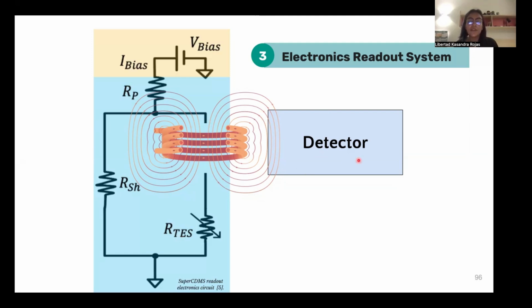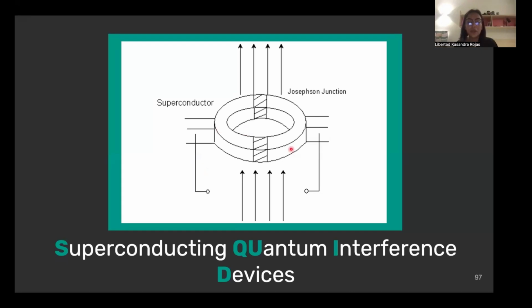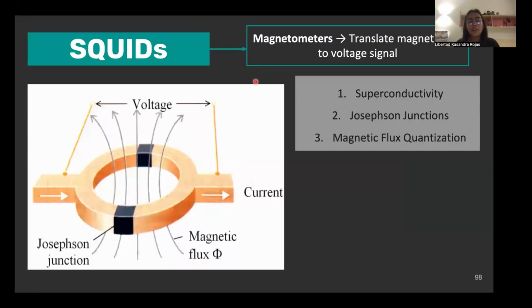So we need a very, very precise detector that allows us to actually measure the changes in magnetic field. And these detectors are known as superconducting quantum interference devices, okay? Now, there are three main principles that rule them, okay? But in simple terms, SQUIDs are just magnetometers, or they're pretty much in charge of translating a magnetic flux into a voltage signal. And remember how at the beginning I said that what we actually want is a signal in terms of voltage, right? So these are the devices that are going to allow us to get a voltage signal, okay?